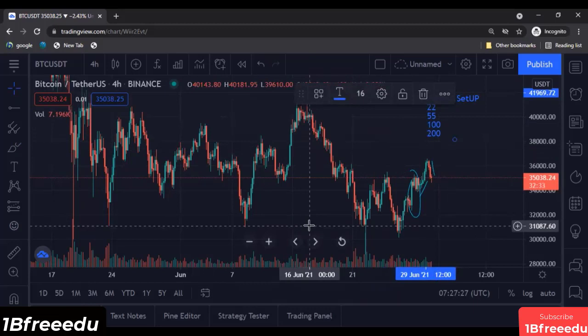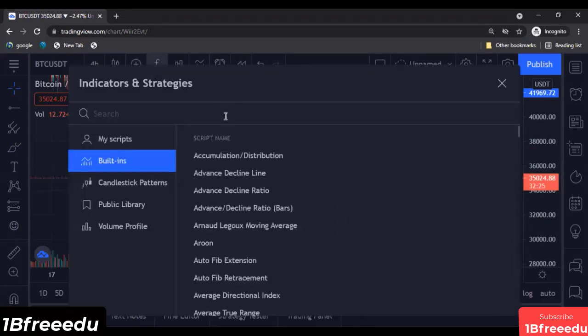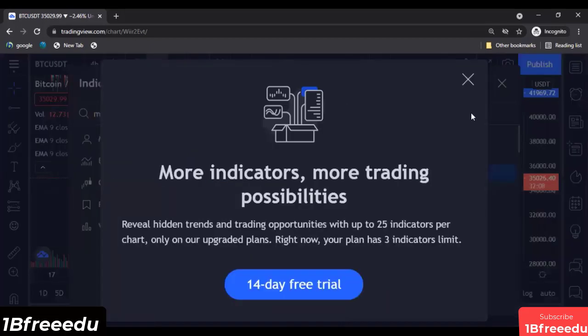Now the question arises: how will we use that? First, you will need to go here to the indicator section, and here you would need to write moving average exponential. As you can see, it is giving us that option. You can also star it. You would need to click it 4 times because we need 4 moving averages.